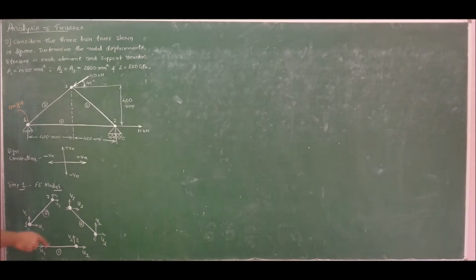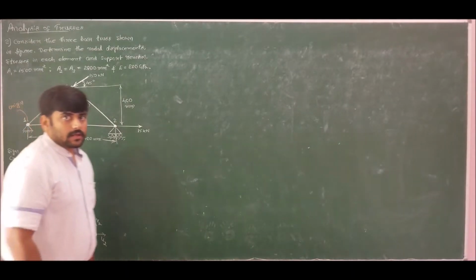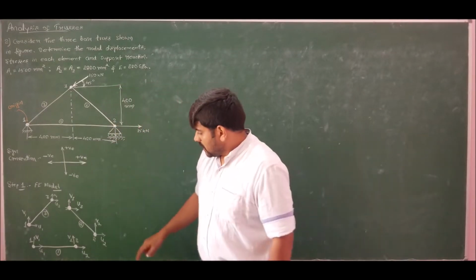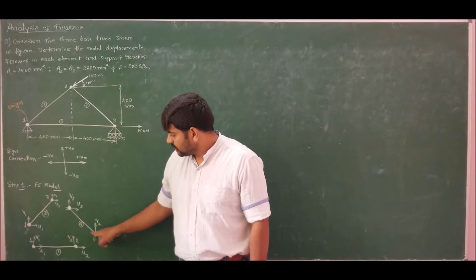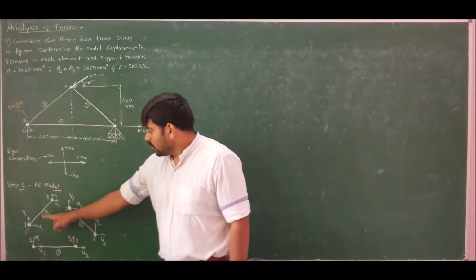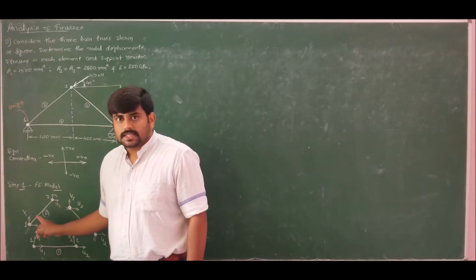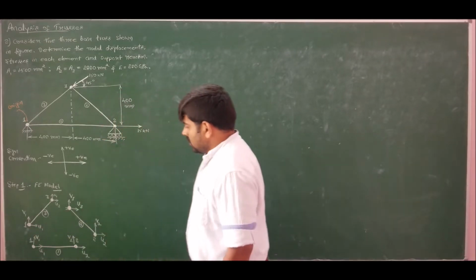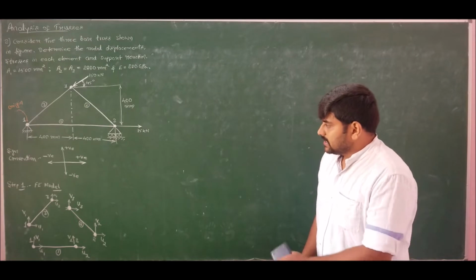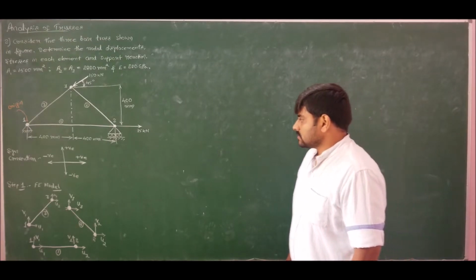Kindly make a note: the globally least node number is the initial node for that element. Among 2 and 3, 2 is least, 3 is the highest. So this is the initial node, this is the final node. Among 1 and 3, 1 is the least, 3 is the next higher. Therefore, this is the initial node and this is the final node. Hope the concept is clear. This is about the finite element model.